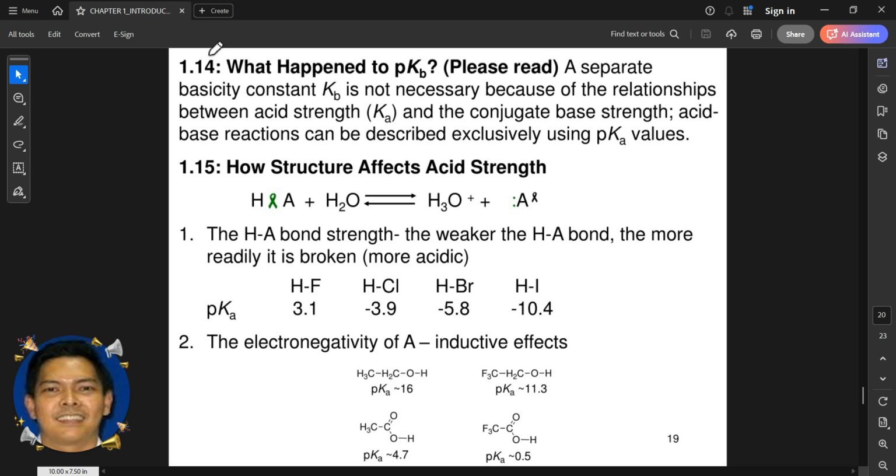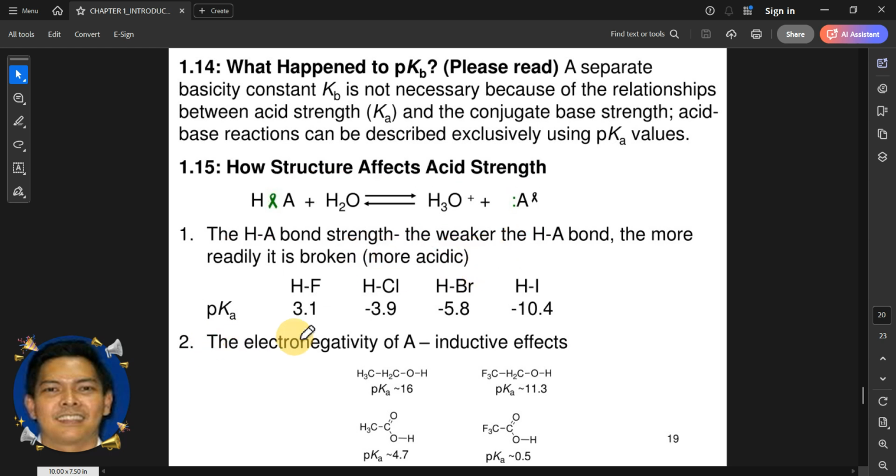Subtopic 1.4. So what happened to pKb? Please read here regarding this. A separate basicity constant, Kb, is not necessary because of the relationship between acid strength and conjugate base strength. Acid-base reactions can be described successfully using pKa values. So how does structure affect acid strength? The first is the HA bond strength: the weaker the H-A bond, and the more readily it is broken, the more acidic it is.